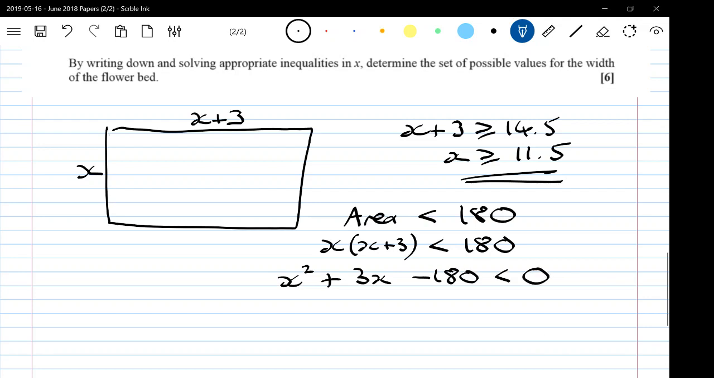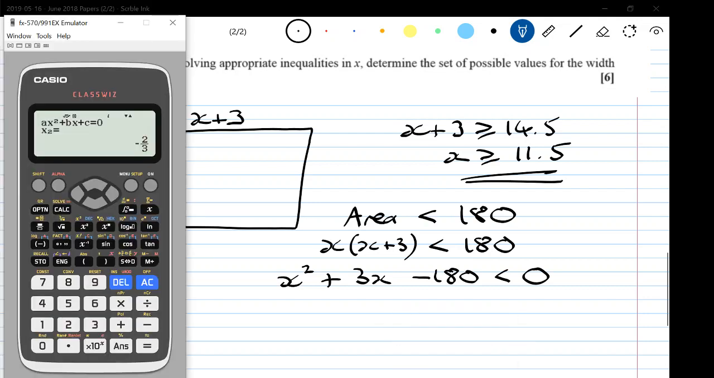Now, of course, what you are going to do at this point, because you have become spoilt by modern technology and not the people that you once were, you are going to go straight to your calculator. You're going to say it's option 2 on this, and that gives us 1x squared, 3x, and a minus 180. And your calculator really helpfully gives you a region of minus 15 to 12.